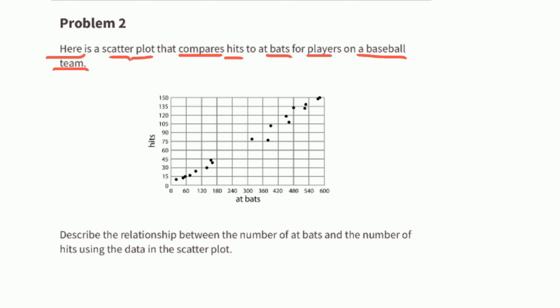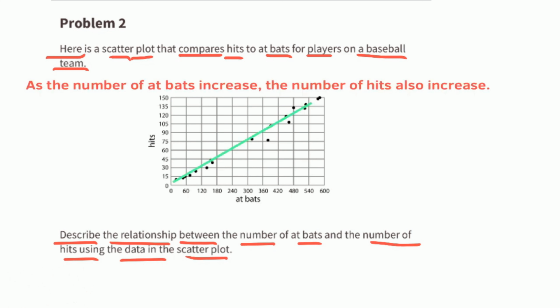Problem number 2. Here's a scatter plot that compares hits to at-bats for players on a baseball team. Describe the relationship between the number of at-bats and the number of hits using the data in the scatter plot. As the number of at-bats increase, the number of hits also increase.